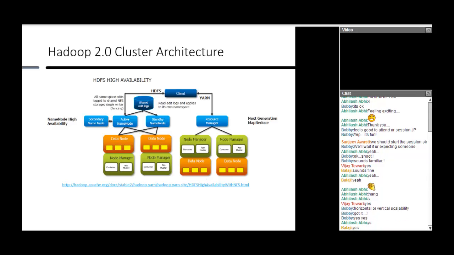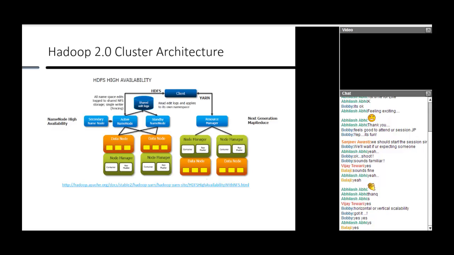So now let me discuss the Hadoop 2.0 cluster. As I told you, you have all these problems, and that is the reason why we have added more features to the Hadoop 2.0 version which will overcome all of them.